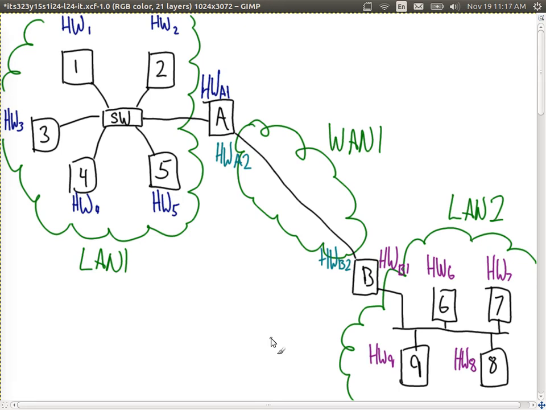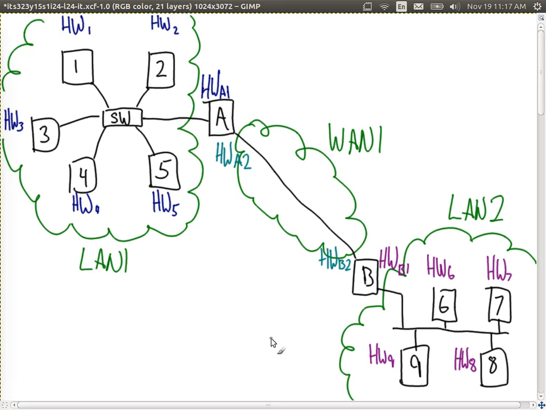So when A, computer 1, the source, creates an Ethernet frame, Ethernet is only used internally on this LAN. The source address is HW1. The destination address is not that of computer 8, because computer 1 may not know what technology 8 is using. It knows nothing about HW8. It knows it wants to send to computer 8, but the type of address that computer 8 is using, it doesn't know. They're on separate networks, different locations. So it will actually send to computer A. That is, the destination will be HWA1.